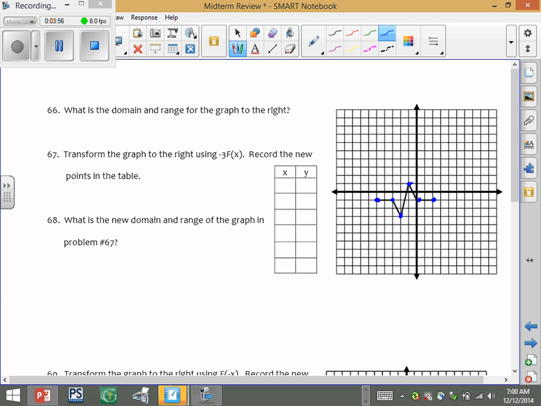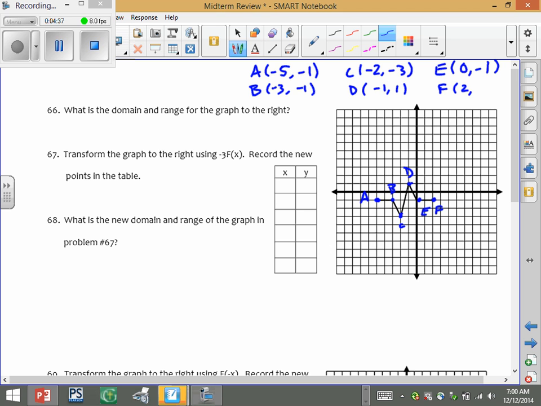Actually, I'll label these. That table's actually for the new points. So let me take a moment. A was negative 5, negative 1. B was negative 3, negative 1. C, negative 2, negative 3. D, negative 1, positive 1. E was 0, negative 1. And then F looked like 2, negative 1.